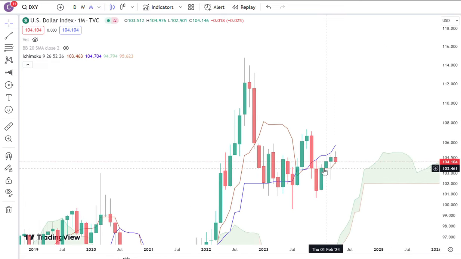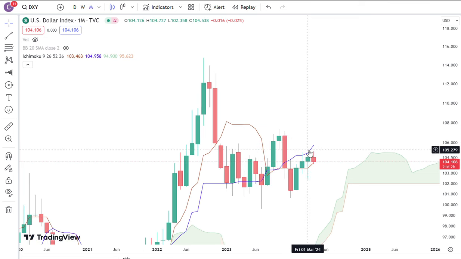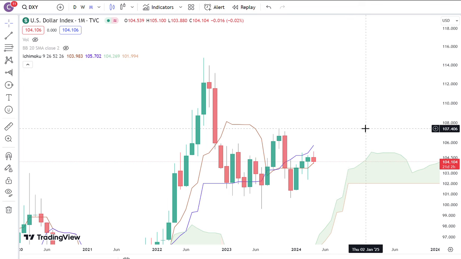It is trying to find support from the Tenkan, but the Tenkan support seems to be getting weaker and weaker. So I'm not surprised if the US dollar ends up dropping down to some of the areas down below. It could backtest the Ichimoku cloud here a little bit and bounce before going down further.